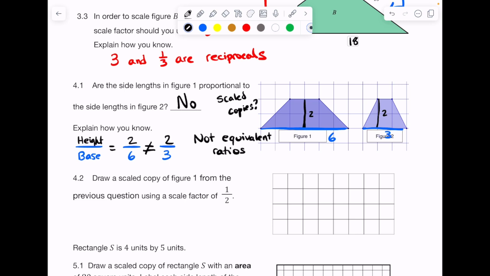4.2, draw a scaled copy of figure 1 from the previous question using a scale factor of 1/2. Okay, so here we're drawing a scaled copy. We see initially that my base, we said, is 6. So to get this, I'm going to take my base of 6 times my scale factor of 1/2, and 6 times 1/2 is 3. Okay, so my new base should be 3 wide. Oh, sorry. Oops. My original height was 2 times the scale factor of a half, which is 1. So my height should go up 1.